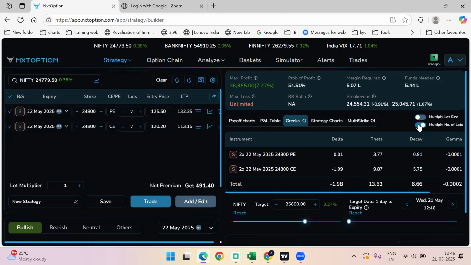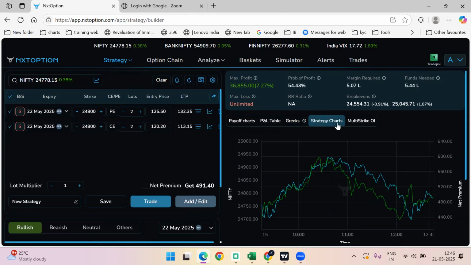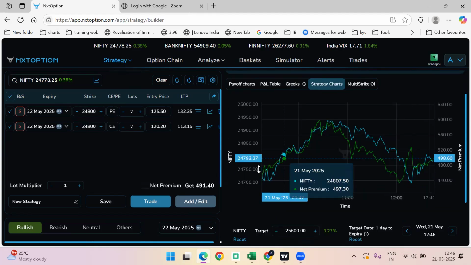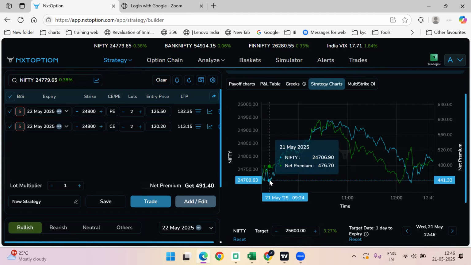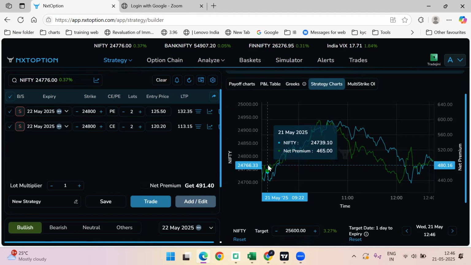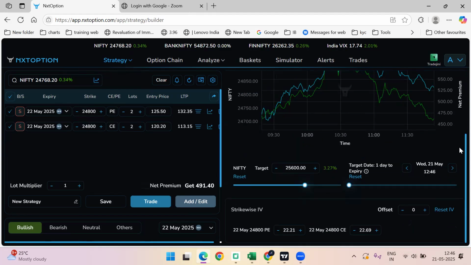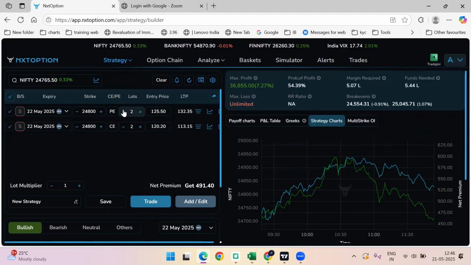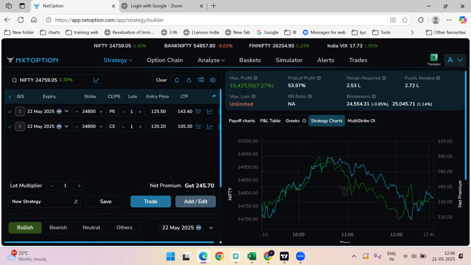Then you can also check the gamma part over here. Then comes strategy charts: how did this strategy perform throughout the day? Today you can see that Nifty was around 24,706, and if you had deployed this strategy, you would have got close to 18,000. Let me tell you, one second. You can just reduce it. So right now you're collecting around 18,428.